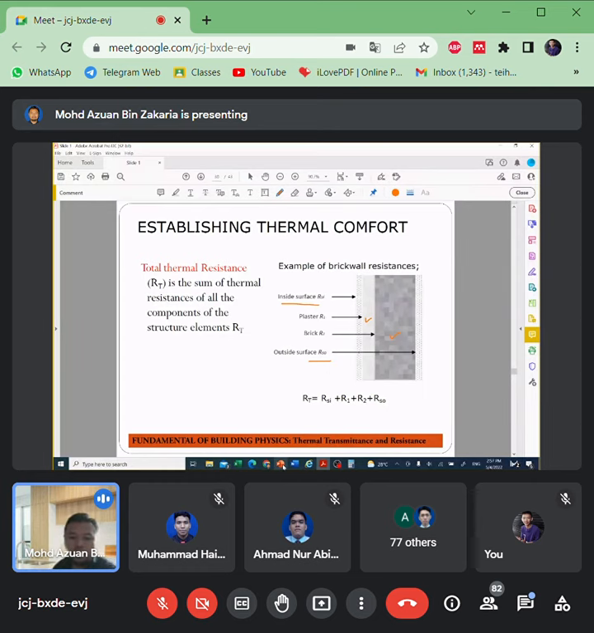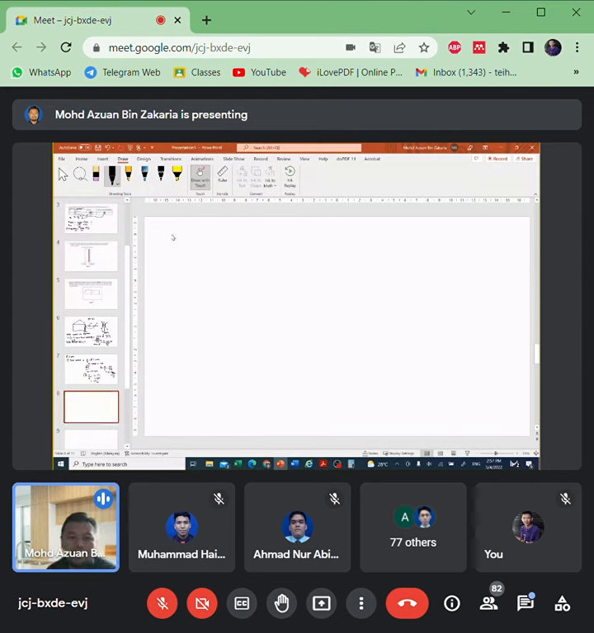Normally, to calculate R total, if we have several layers, so we have layer 1, layer 2, layer 3. For example, layer 1 plaster, layer 2 brick, layer 3 plaster. Similar as previous. So how to calculate? We calculate plaster on one side as R1, brick is R2, another plaster is R3.